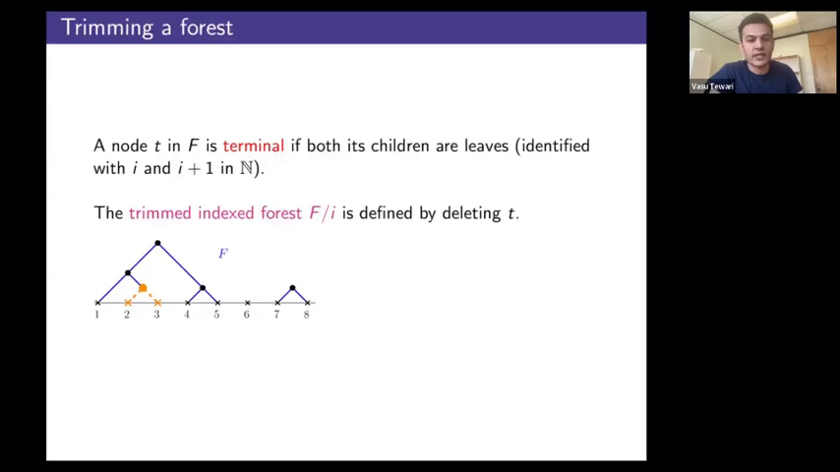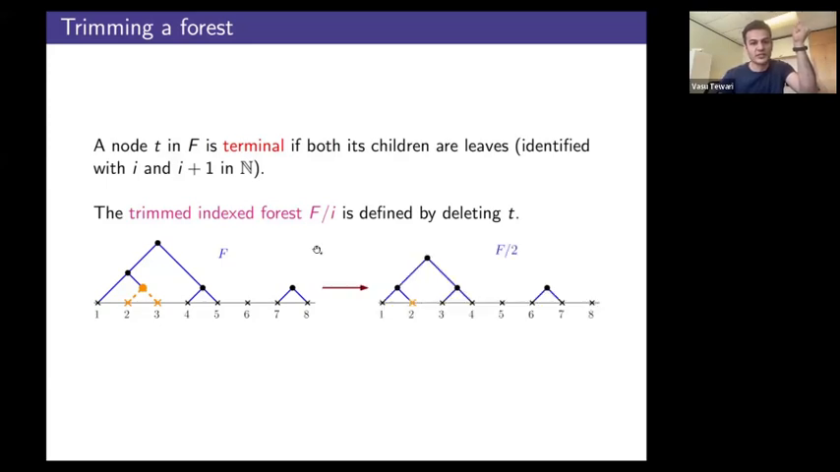Okay. So I'll define a trimming operation. So here you have a terminal node. So both its children are leaves coming from the natural numbers. And when I trim, I sort of shrink this to a point. Okay, so this orange picture has become a point, so it gets squished into this new leaf, and that's the trimmed indexed forest. Okay. So you go down in the number of nodes.